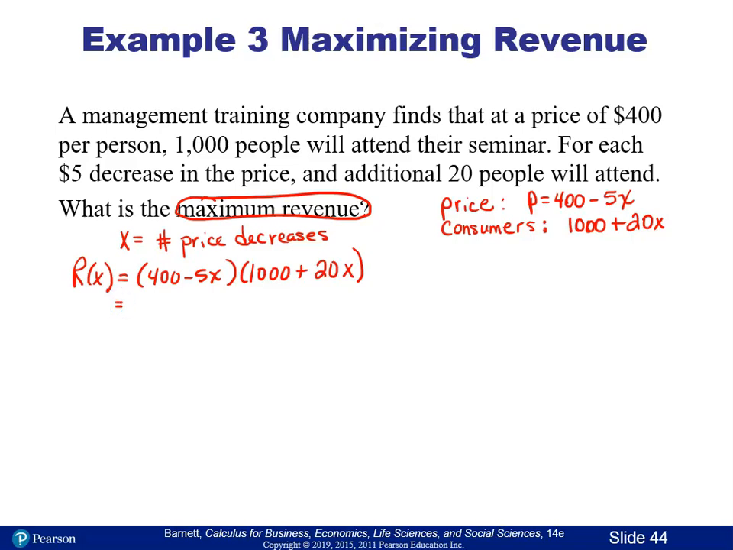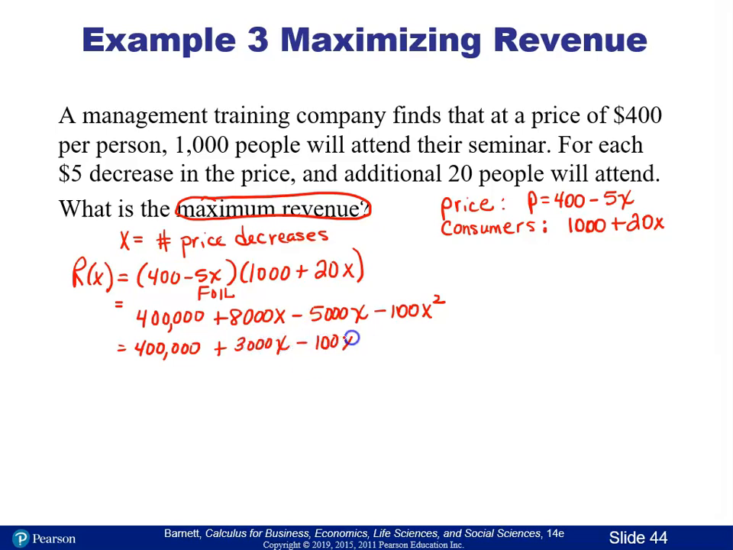And I would say go ahead and multiply this out, like FOIL this out. So 400 times 1,000 is going to be 400,000. Outer is going to be 8,000x. The inner is going to be minus 5,000x, and then the last is going to be minus 100x squared. All right, we've got some like terms we can combine. These two will combine and give us 3,000x and then minus 100x squared. So that's our revenue equation.